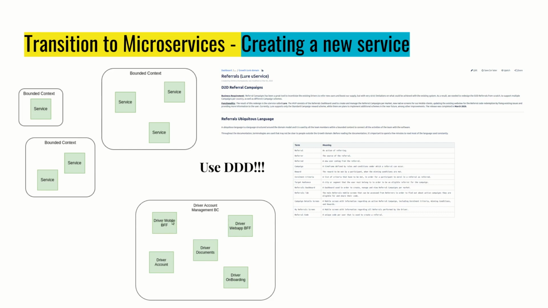But we also have a driver mobile backend for frontend, which is the backend of the mobile client that they use to upload documents to the driver documents microservice. And we have another one which focuses on driver onboarding with material, videos, and FAQs, and content which could be translatable for the driver to understand the registration process, and also to answer some very frequent questions. So this is an example in our case of a bounded context.